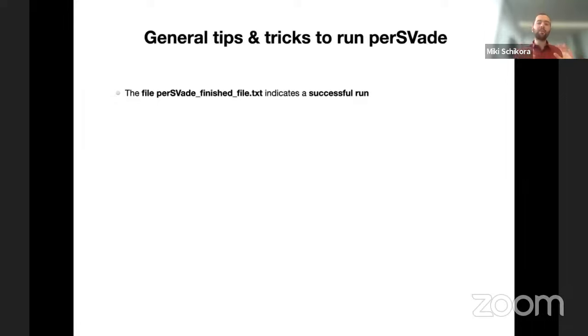So I want to end with these general tips and tricks. All of these modules generate a file that is very useful, because it indicates a successful run. This is something you want to use for integrating these modules in your own workflows. PerSVade is done in a way that if the run breaks for some reason and you rerun it with the same arguments, it will not repeat any steps. So it's a way like workflow managers do.